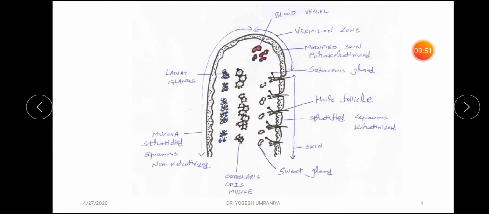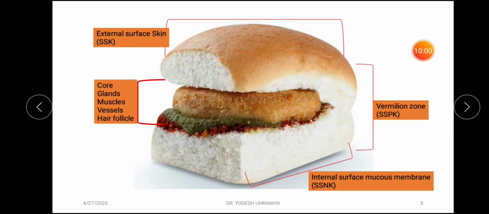Now, to remember the histology of the lip, you can correlate the structure of the lip with the vada pav. In that, this is the top layer, the external surface, which is lined by the skin, having hair follicles, sebaceous and sweat glands, and the epithelium is of the stratified squamous keratinized type. Now this junctional zone, referred to as the vermilion zone, has modified skin, where stratified squamous parakeratinized epithelium is seen, with the presence of nuclei in the top layer.